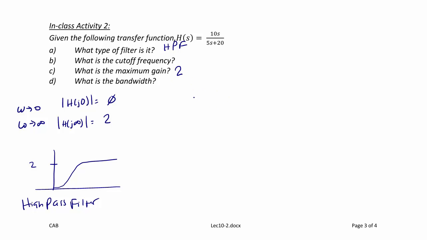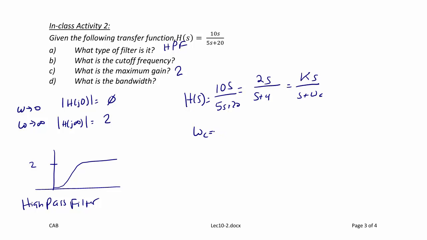In order to find the cutoff frequency, let's compare this filter to the standard form we had. So we have 10s over 5s plus 20. Dividing by 5, we get 2s over s plus 4. And if we compare this to ks over s plus omega c, we see that the cutoff frequency omega c is equal to 4 radians per second.